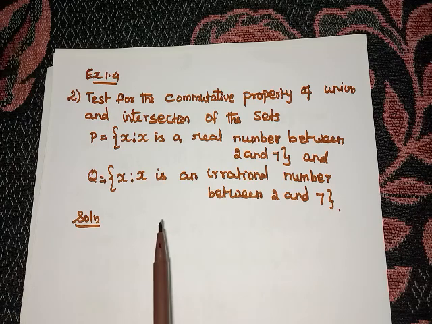Root 3, root 5, root 6, etc. are irrational. Root 9 is also not an irrational number. 9 is a perfect square number. 9 can be expressed as 3 squared, so root of 9 is equal to 3. It can be written in p by q form; 3 can be written as 3 by 1. 3 is a rational number. Sorry, root 9 is not an irrational number. Root 9 is a rational number. So these are the irrational numbers.